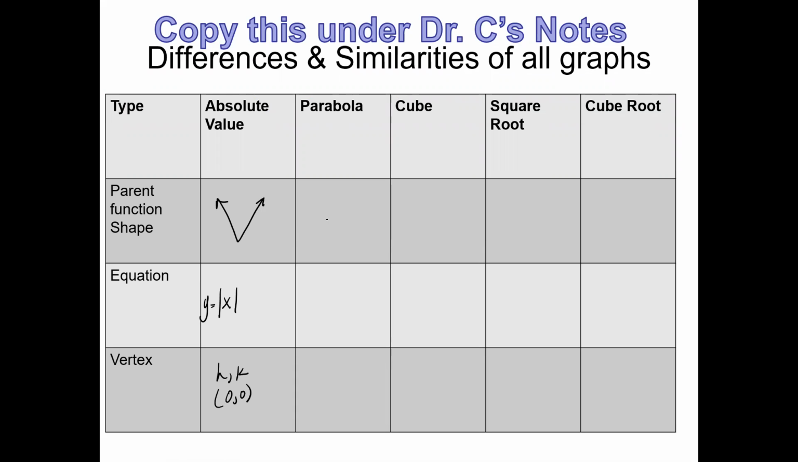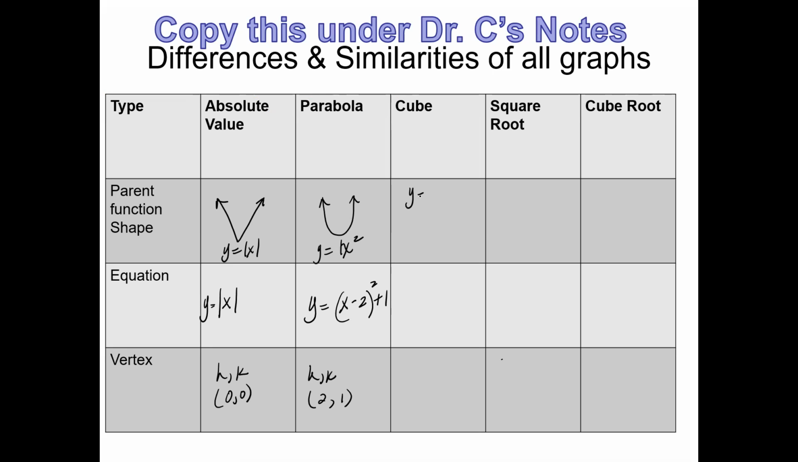Parabola, y equals x squared. The parent function is going to be in the shape of a u. However, if I have something that's x minus 2 squared plus 1, remember this one here is y equals absolute value of x squared. Your vertex is h, k, which is 2 comma 1.